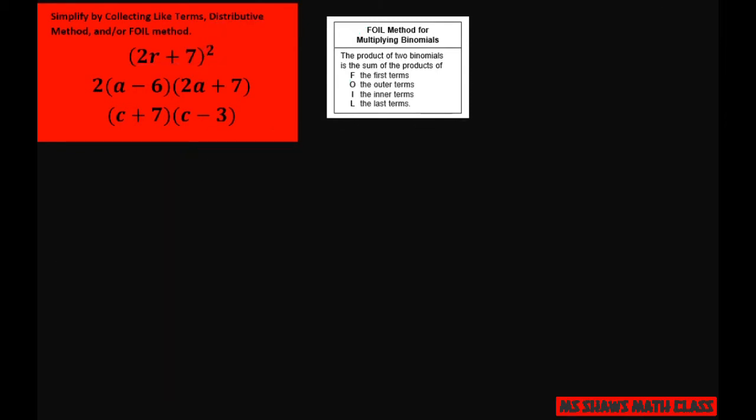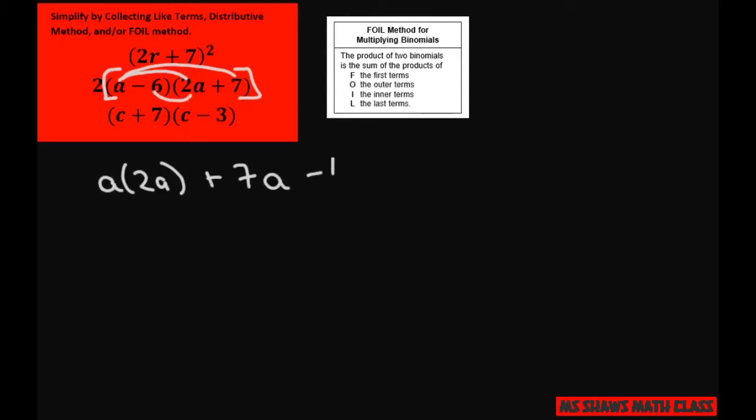All right, the next one, they're not the same, so we're just going to do the FOIL method. Now, I'm going to multiply the 2 through last. So I'm going to do the first. So that's going to be a times 2a. The outer ones are those two. So that's going to be plus, I'll go ahead and put the 7 first, looks better. The next two is going to be minus 6 times 2a. And the last is going to be minus 6 times 7.